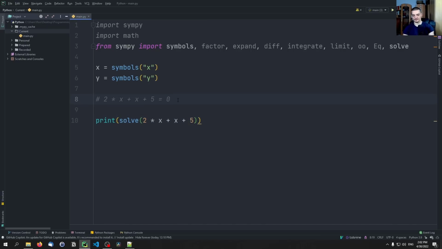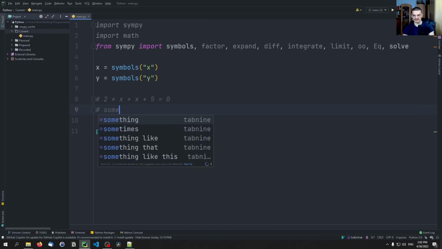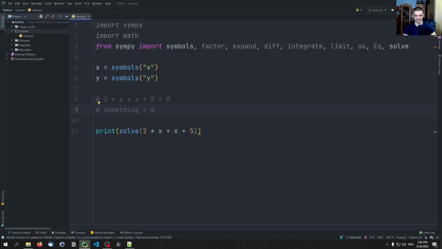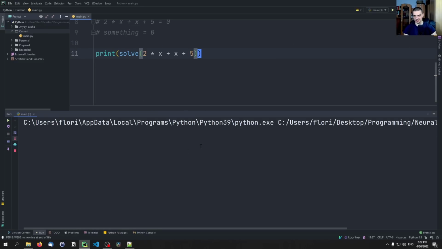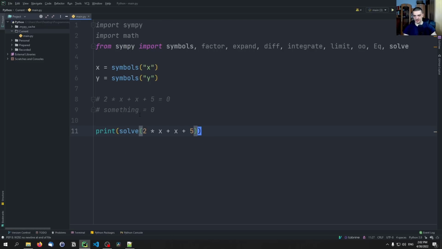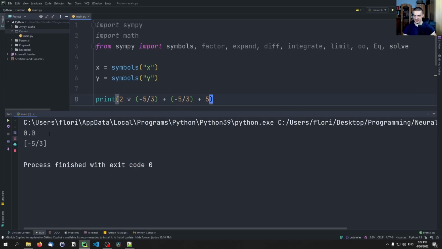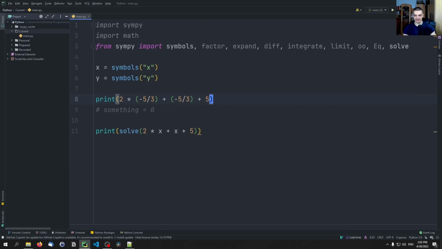Because whenever I have an equation of the format something equals 0, I just have to pass the something into the solve function, because it automatically is going to assume that the right side is 0. So in this case, we're going to get -5 divided by 3. We can double check this. So if I enter here -5 divided by 3, and if I evaluate that in Python and just print the result, this should be 0, and in fact it is. So I can get rid of this now.